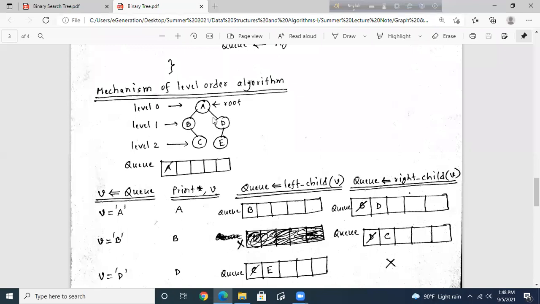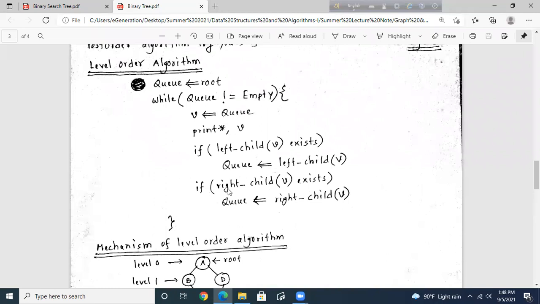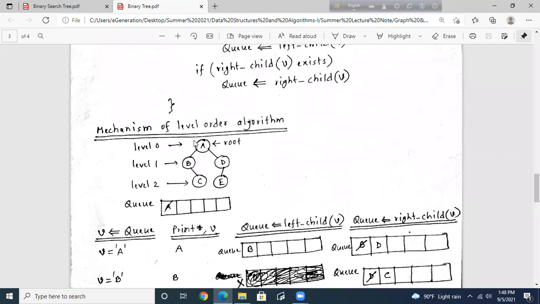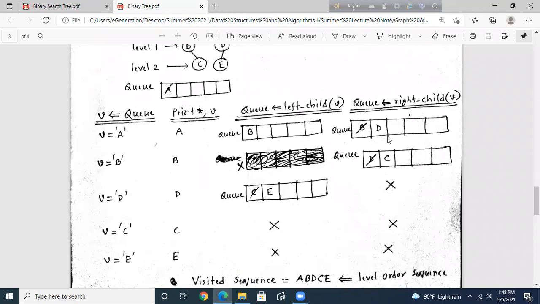So dear students, since the value of V equals A, we have left of A. Left of A is B. So I have to insert left of B into Q. So I have inserted B in the Q. Then again, if right side of A exists, see, right side of A exists. Dear student, so right side of A is also available. So I have inserted D also in the Q. So B and D both I have inserted here.